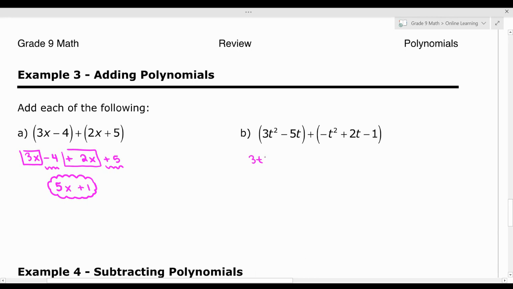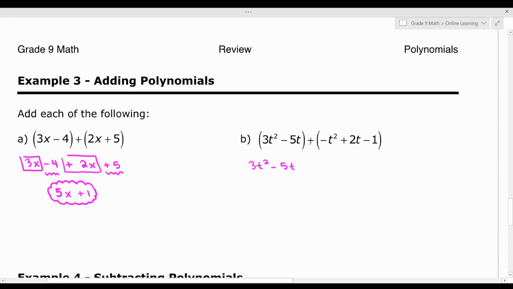So 3t squared minus 5t. Again, check. Technically there's a 1 there, so nothing's going to change here. So I can drop the brackets. Now, when I drop the brackets, I'm going to be writing this. So I'm going to go plus minus t squared plus 2t minus 1. Okay, this looks really funny and can get super confusing for students.